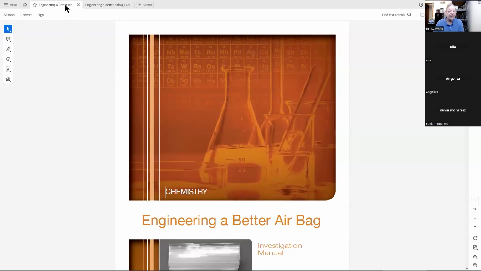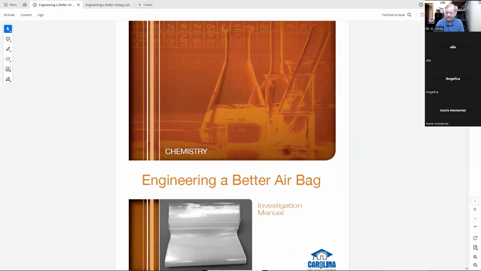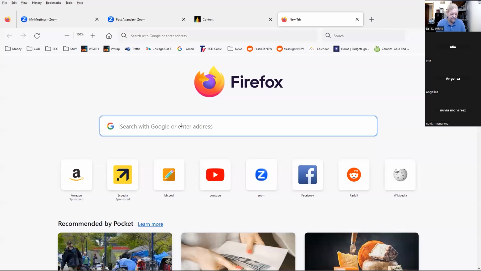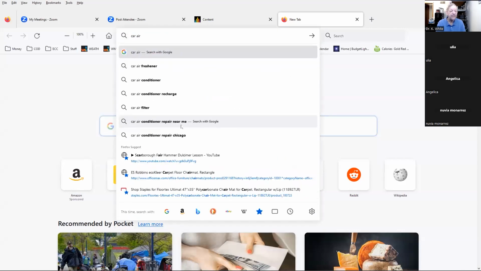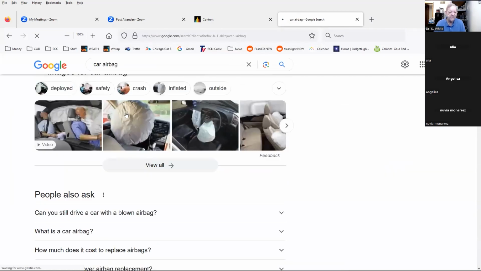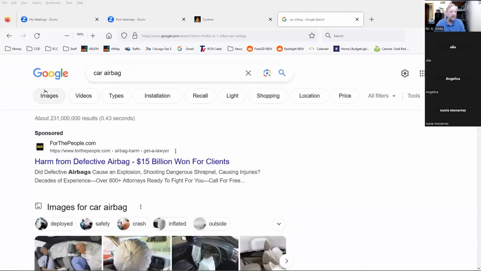Today's lab is called Engineering a Better Airbag. And the airbag they're talking about, let's see if I can find one on the internet. And you can see here, those are airbags. Let's see if we can get actually images.